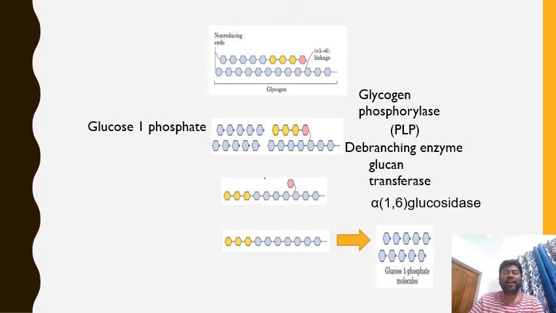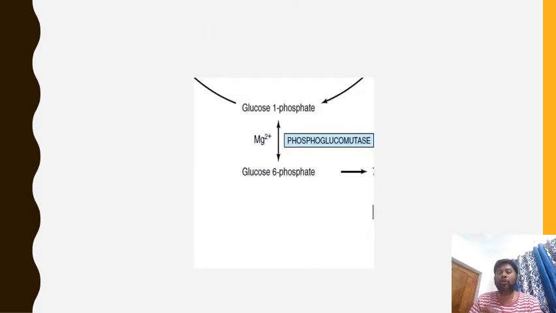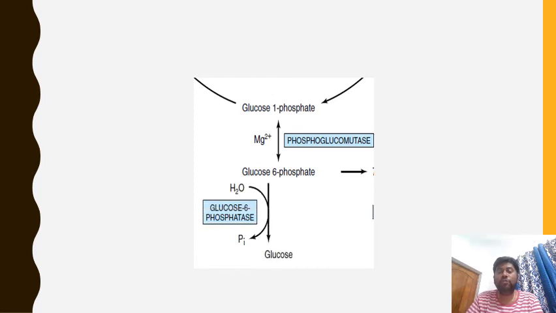Okay, so what is the fate of this glucose 1-phosphate? Initially, it will be converted to glucose 6-phosphate by the same phosphoglucomutase enzyme. The mutase enzyme, by a reversible reaction, converts glucose 1-phosphate to glucose 6-phosphate. Now, this glucose 6-phosphate, by the action of the enzyme glucose 6-phosphatase, as the name says, will remove the phosphate and convert it into glucose. So this is how glycogen breakdown takes place and glycogen is converted into glucose molecules.